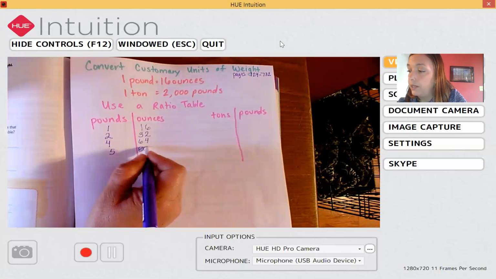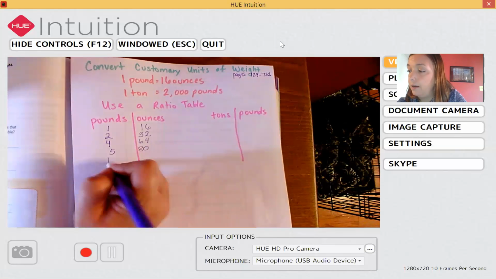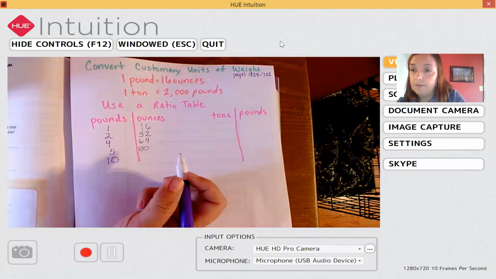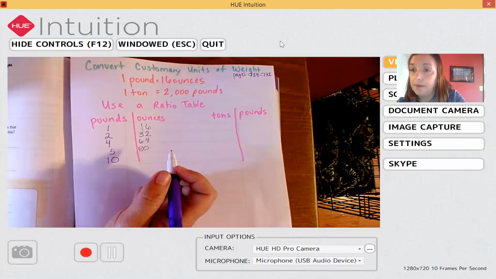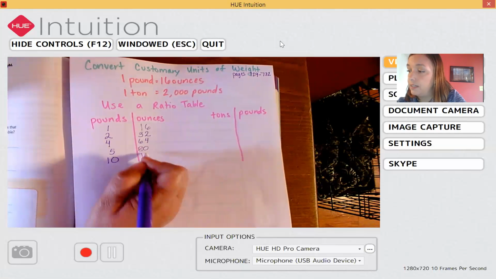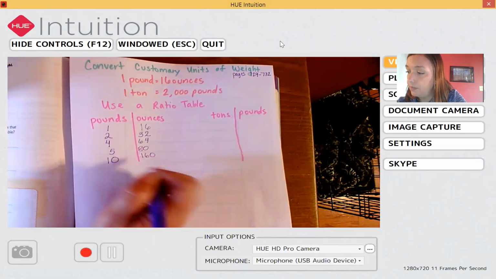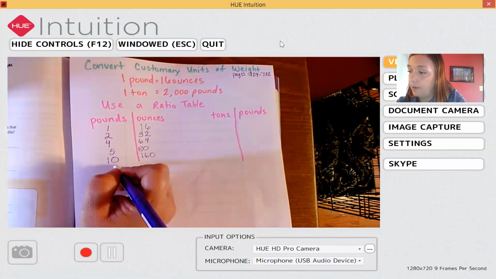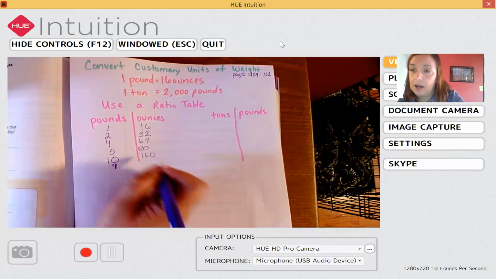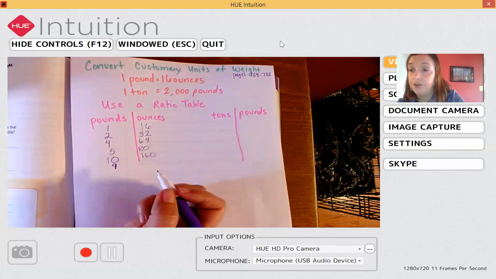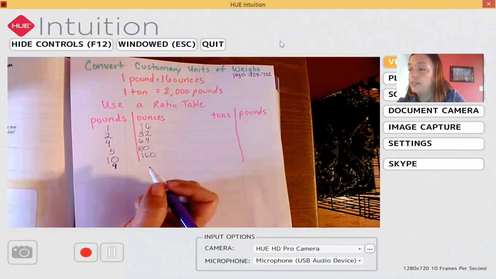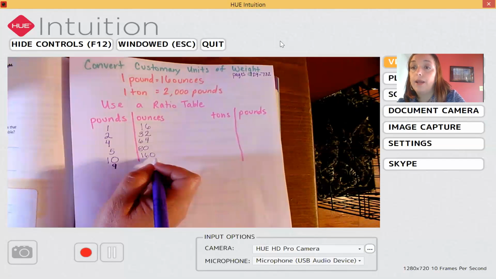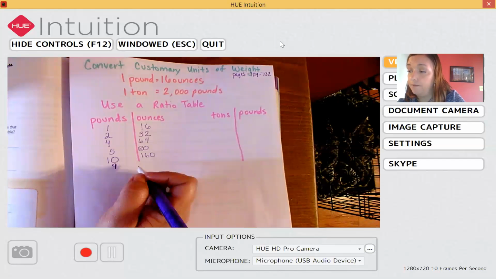Okay. Now I could double that to 10. And that would give me, if I double the amount of ounces, that would give me 160, okay? Now, if I wanted to take 1 pound away and do 9 pounds, I could take 16 ounces away from 160. So if I take away 10 from 160, that would give me 150. And then if I take away 6 more, that would be 144.